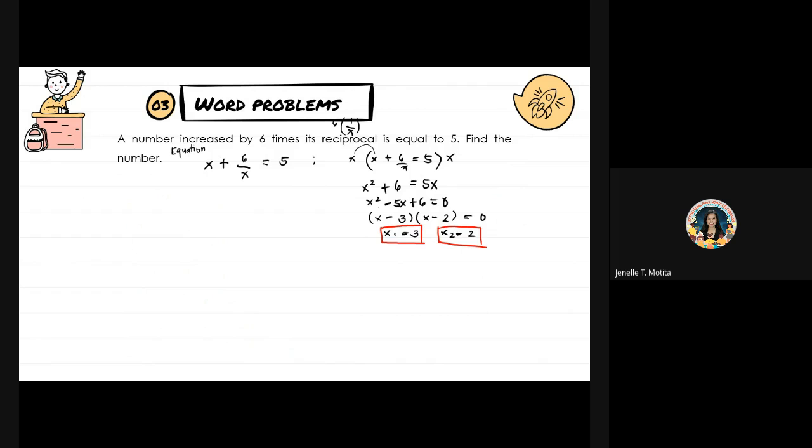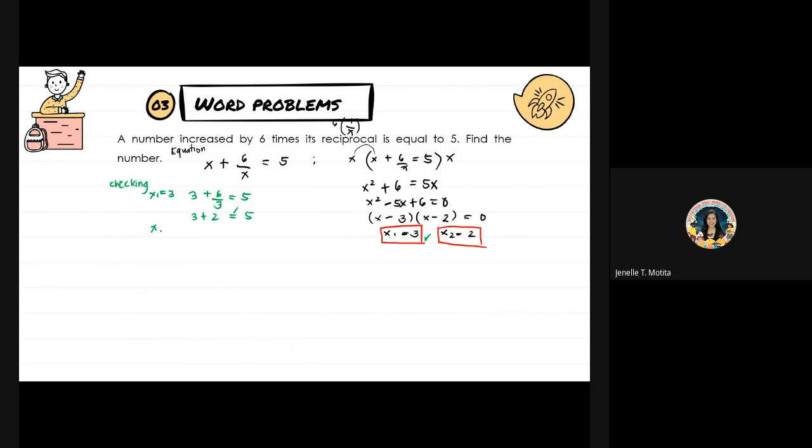Ayan. So, lagyan natin yan dyan. And let us check. Let's do the checking using color green. Dito na lang po ako maglagay dito na ako naglagay kanina. Checking natin. So, substitute the value of your x. Ayan. So, let's substitute 3 plus 6 over 3 is equal to 5. So, that is 3 plus 2. And yes, it is equal to 5. Therefore, this one is correct.